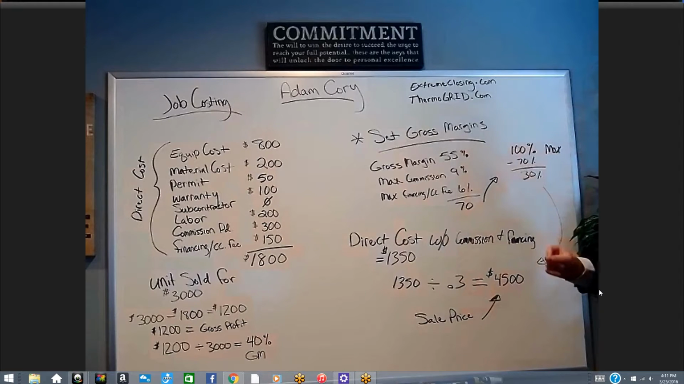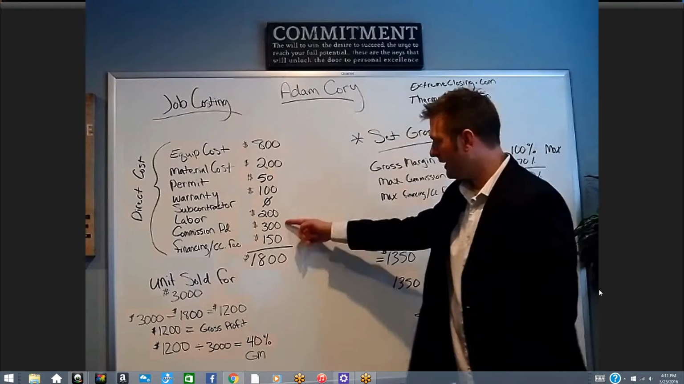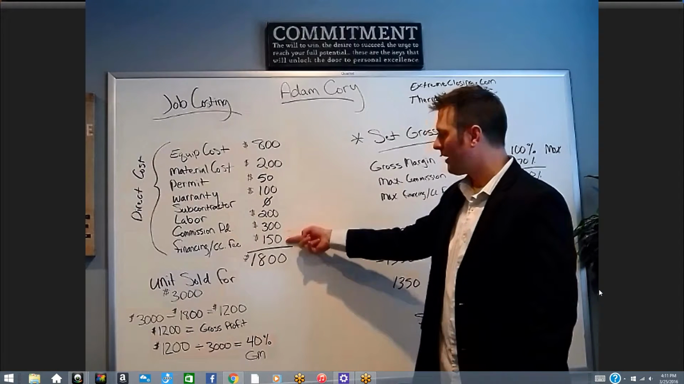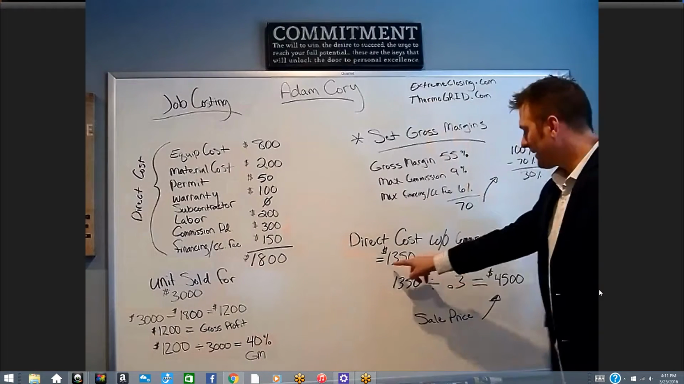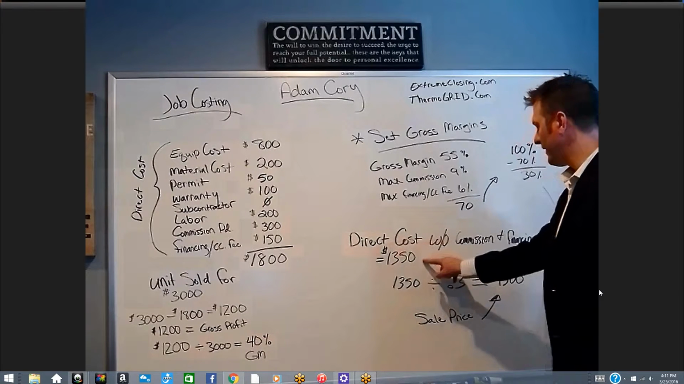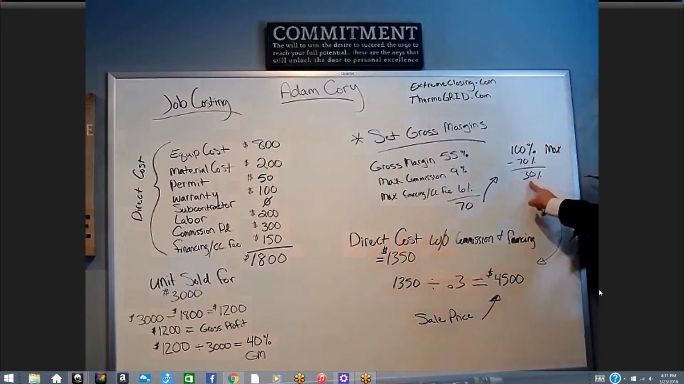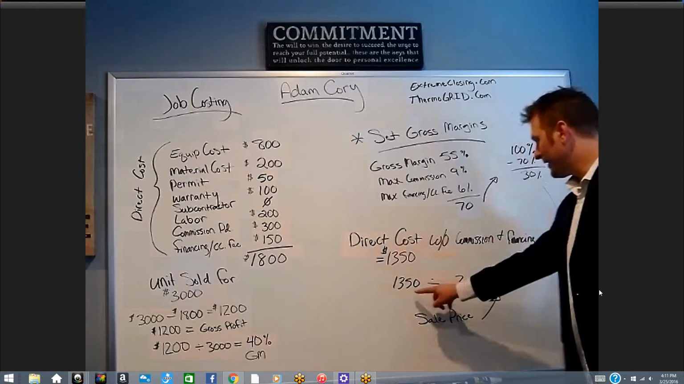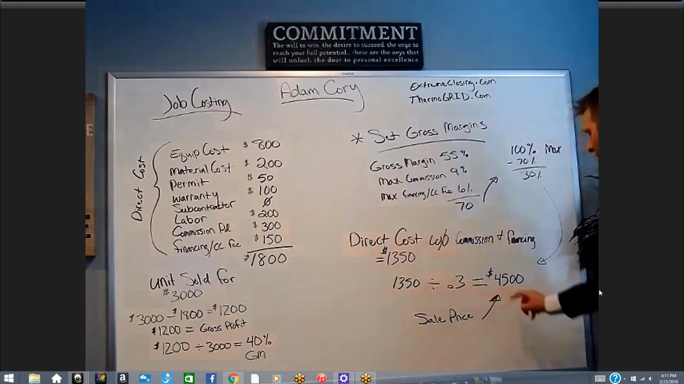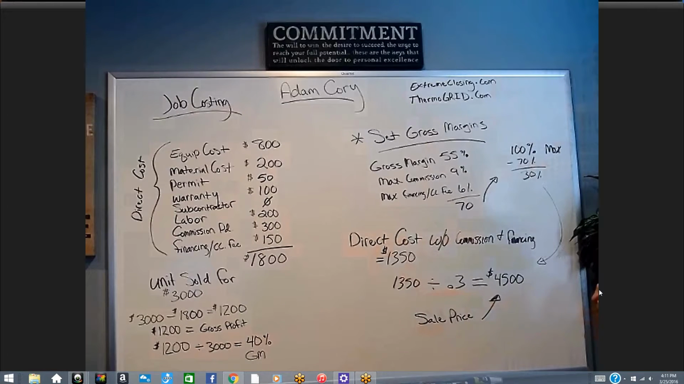So here's how we get our pricing now. We take our direct cost without the commission and financing over here. So that'd be these 2 things here that we're not going to use now. That's going to equal $1,350. So our total direct cost that we're using is $1,350. And we're going to divide it by 0.3, which is this number here, 30%. So $1,350 divided by 0.3 equals $4,500. That should be the sale price. That's how you get a 55% gross margin.